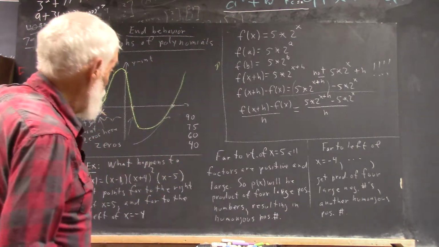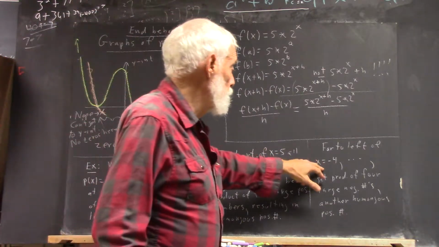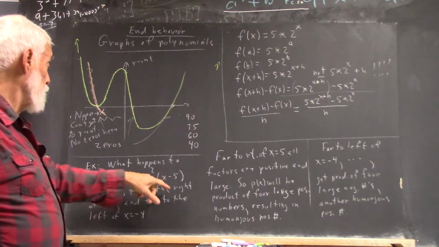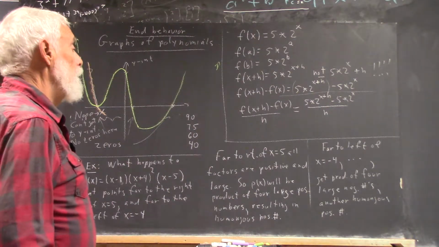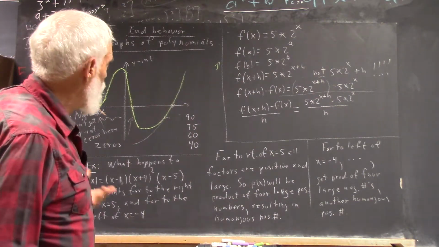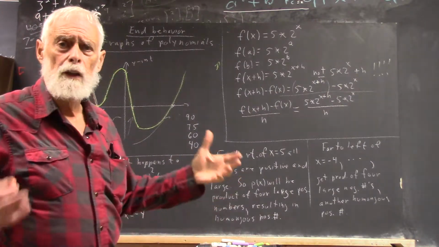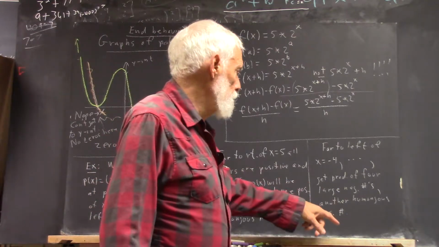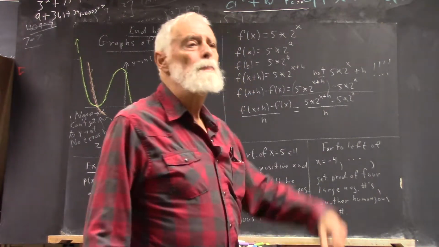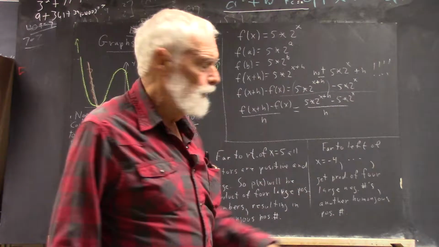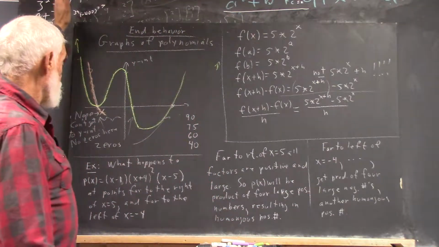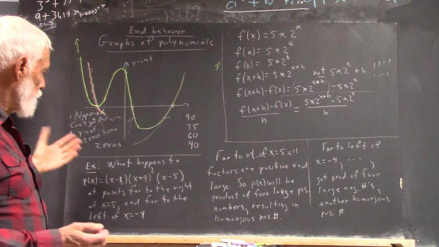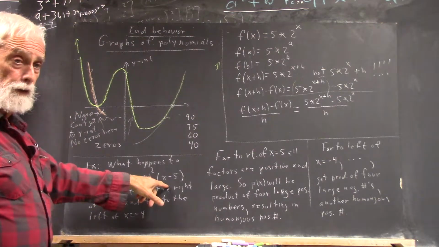Okay? And then far to the left of x equals -4, the leftmost of the zeros of this polynomial, you can make a similar argument. All 4 factors will be very large, but they'll all be very large negative numbers. So you're going to get the product of 4 large negative numbers. You get another humongous positive number. 4 negatives make a positive, so you're going to end up going up like this. So this might not be a bad representation of the behavior of the graph of this function here.